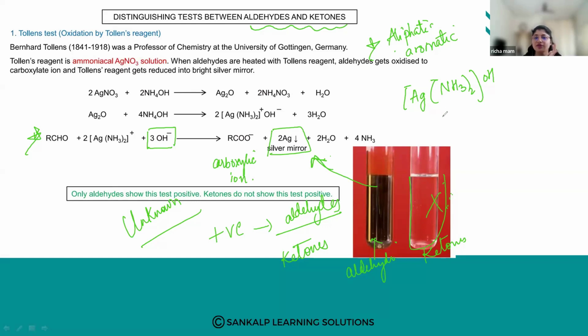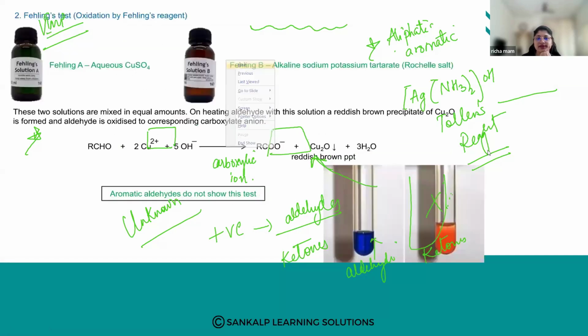And what is the formula of tolerance reagent? The formula of tolerance reagent is Ag(NH3)2OH. So this is the tolerance reagent formula. These things are very important, what you have to remember. Is it clear? Yes, the tolerance test is clear. Okay, fine. Let us go for the next one.